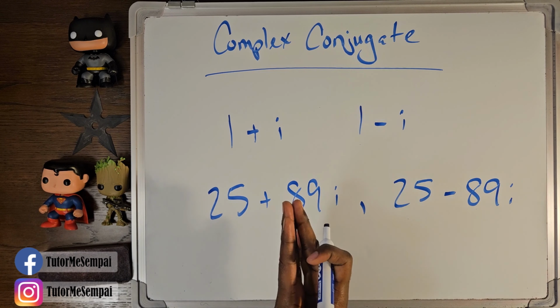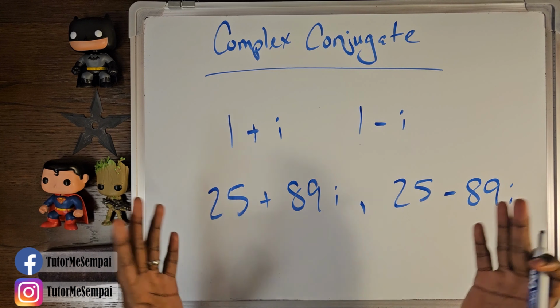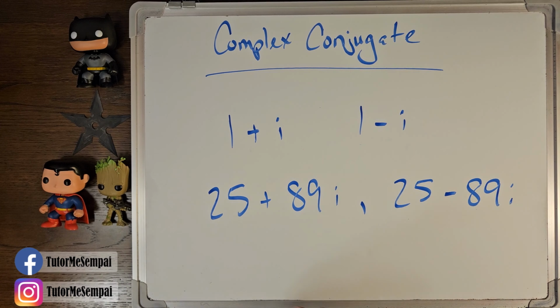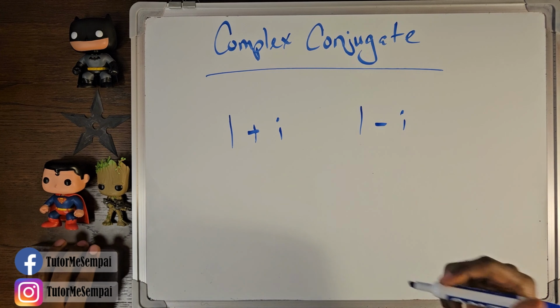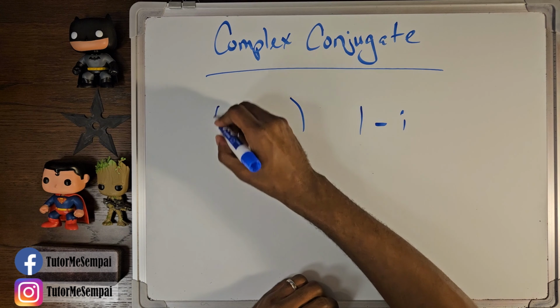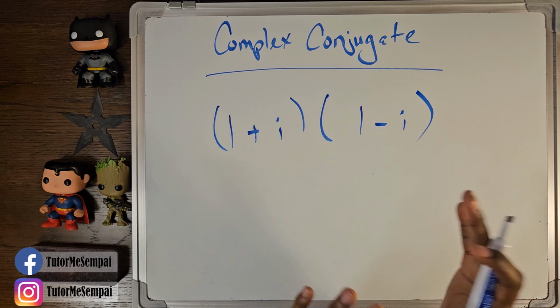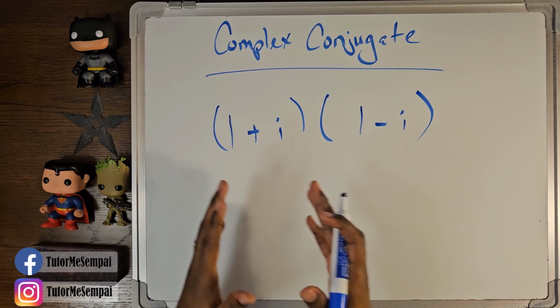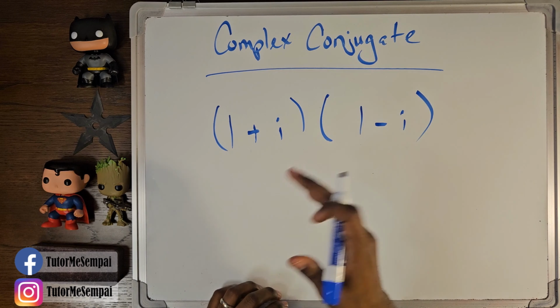But how is a complex conjugate going to help us remove our imaginary numbers from our denominator? Well, let's say we have this 1 plus i and its complex conjugate, 1 minus i. When you multiply these two things together, what do you get? Well, if you don't know how to do this, or you haven't seen my previous video on multiplying complex numbers, you can find it right up here. However, this is going to be a rather simple one.